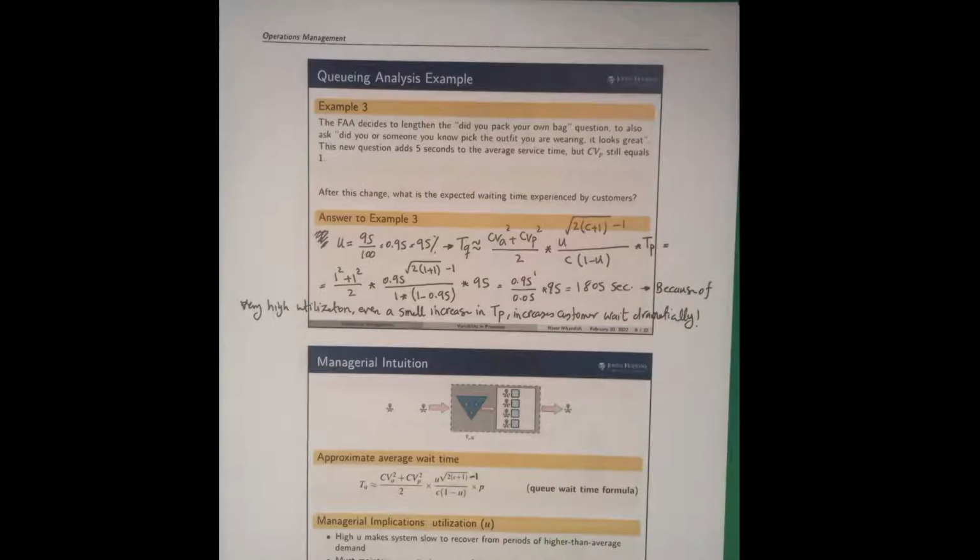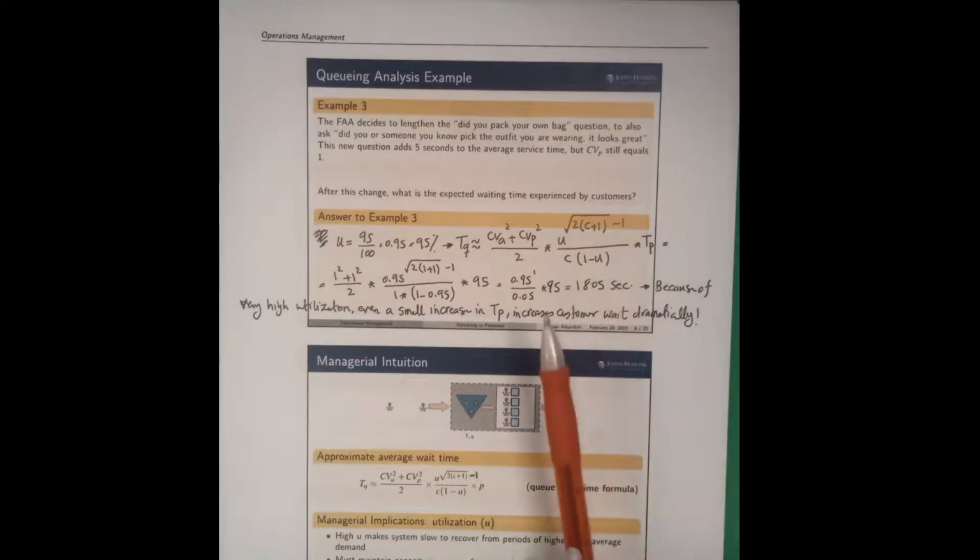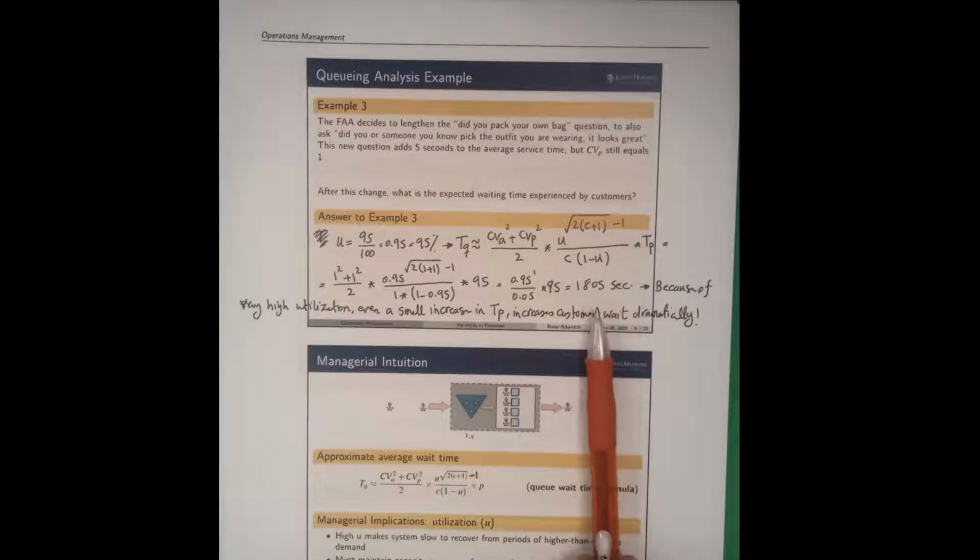Now my clerk, or server, or service provider is being utilized 95% of the time. Let's look at TQ. I'm going to just plug in numbers. Not much has changed except utilization is 95%, and TP is 95 seconds. That brings TQ, or average wait time, to 1,805 seconds, all the way from 810 seconds. That is more than double the wait time by only increasing 5% in processing time.